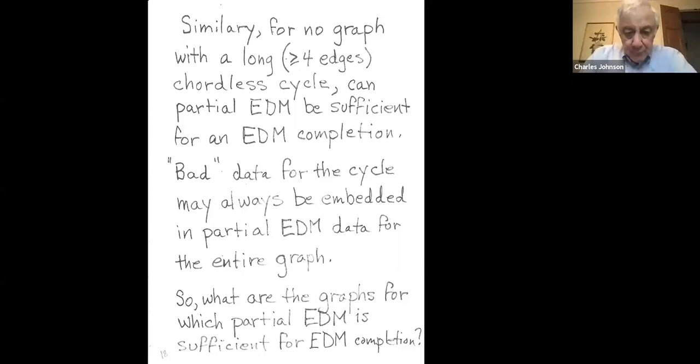Maybe it takes a little bit of proof, but in fact, as long as there's a bad cycle, I can embed it in a partial EDM, and then since that bad cycle has no completion, of course, the entire partial matrix has no completion. So what are the graphs for which partial EDM is sufficient for EDM completion? What are the Euclidean distance matrix completable patterns, if you will?